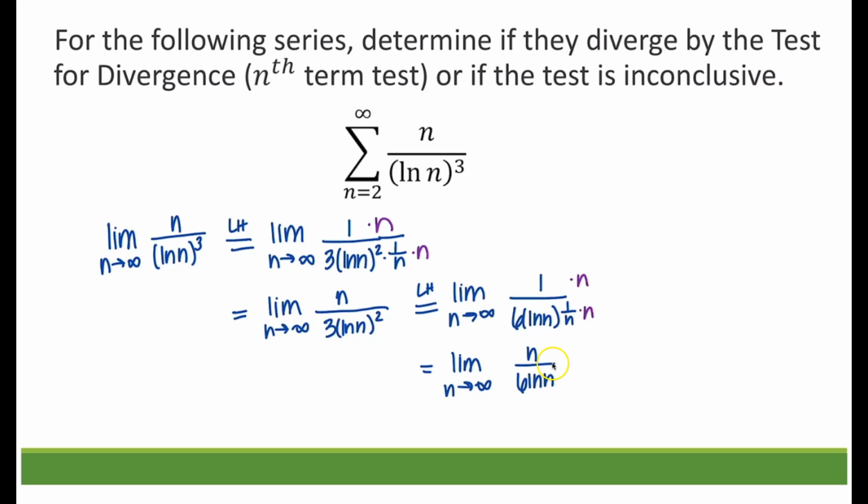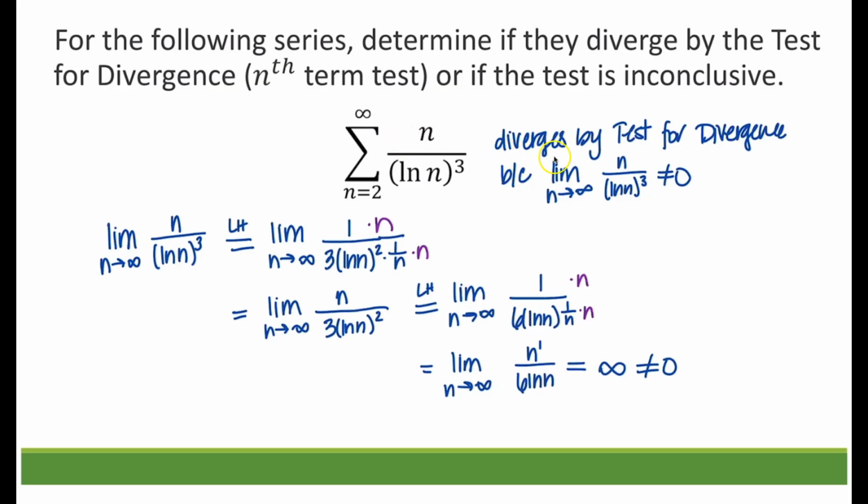And now we're getting somewhere. So now I have just a polynomial n to the first over a logarithm. So that polynomial on top is getting bigger faster. So this whole thing is going to infinity. So since that's not 0, we can draw our conclusion. We can say the infinite series diverges by the test for divergence because the limit as n approaches infinity is not 0.